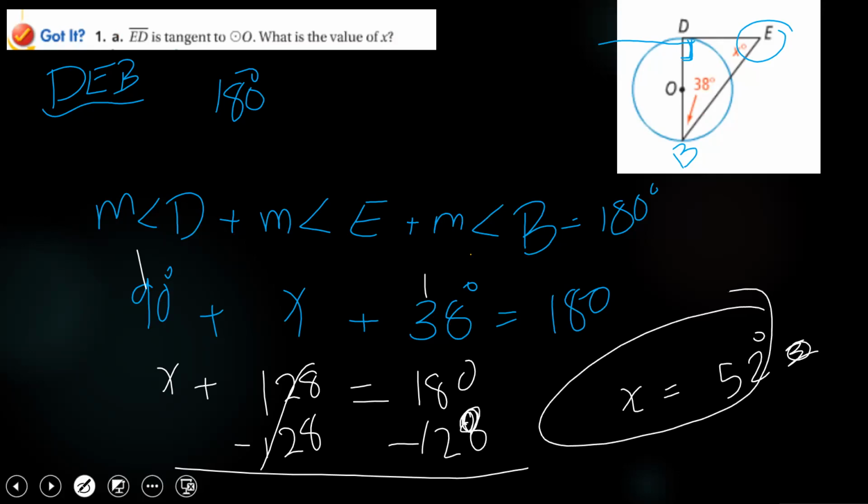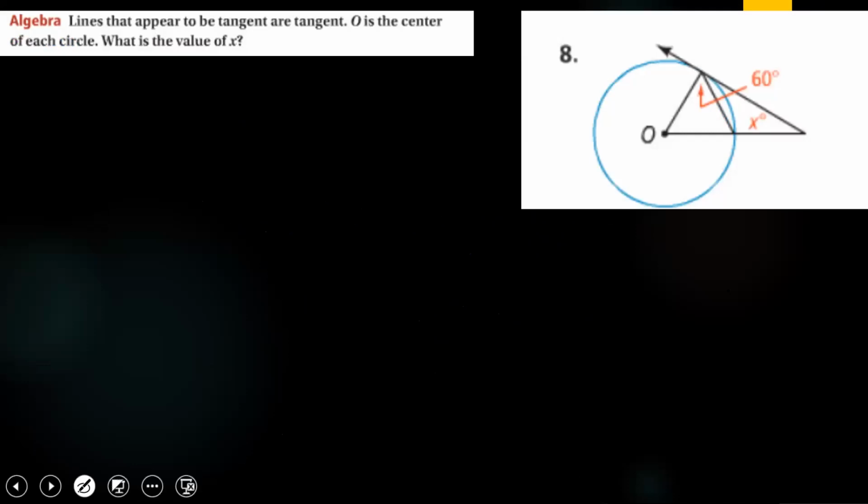This is now the measurement of angle X. Is it clear? Yes. Yes.